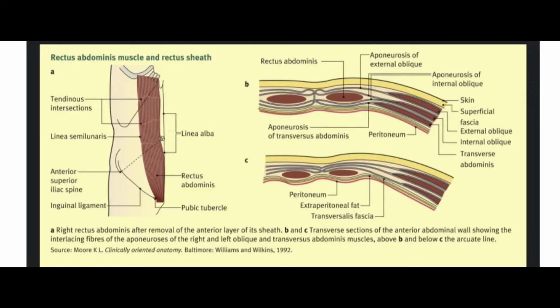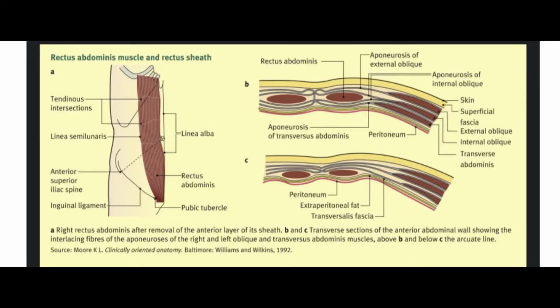Now, the transversalis fascia is located between the inner surface of the transversus abdominis muscle and the peritoneal fat. So after the transversalis fascia, the next layer that we can see in the anterior abdominal wall is the peritoneal fat. This layer is located between the transversalis fascia and the parietal peritoneum, which is the last layer of the anterior abdominal wall. The thickness of the peritoneal fat depends on the body mass index of the individual, okay?